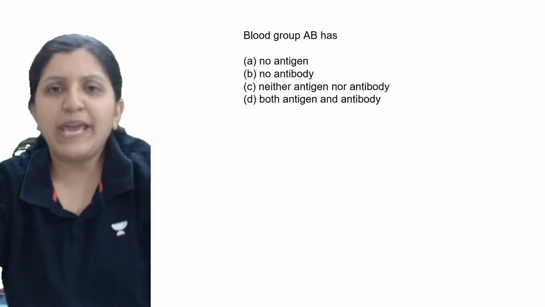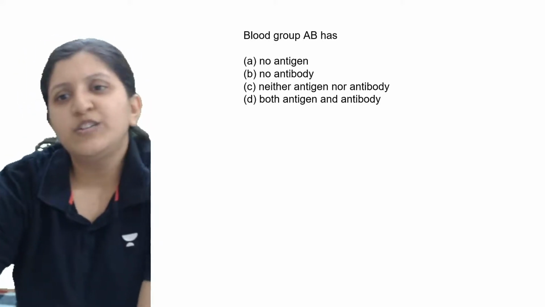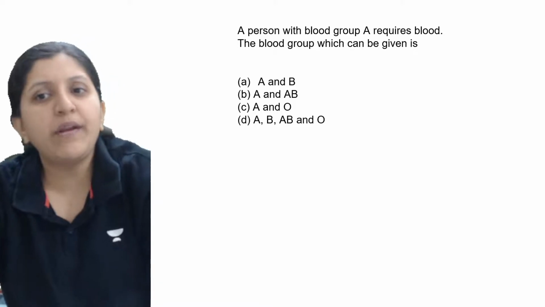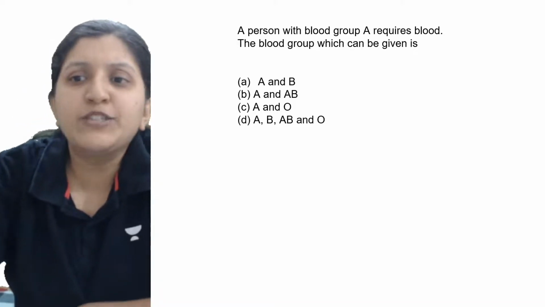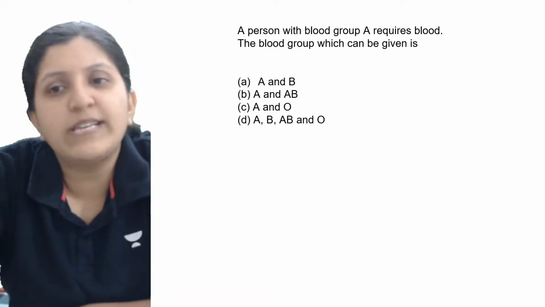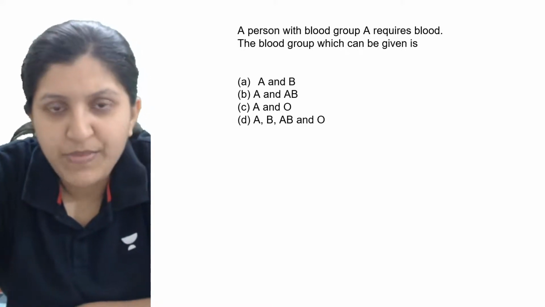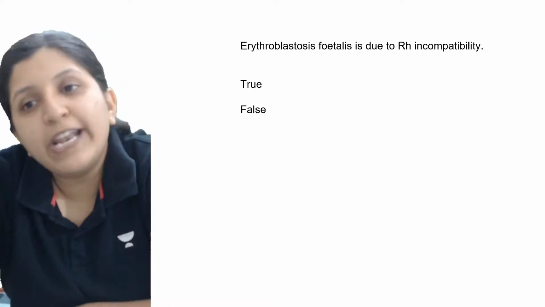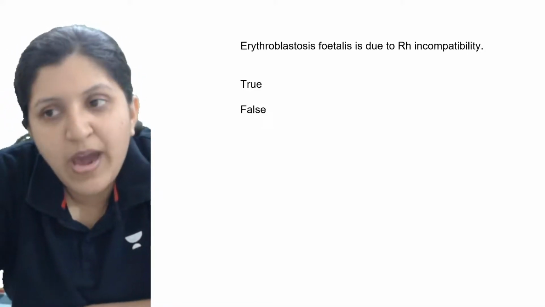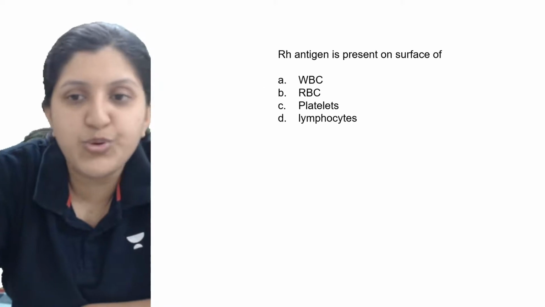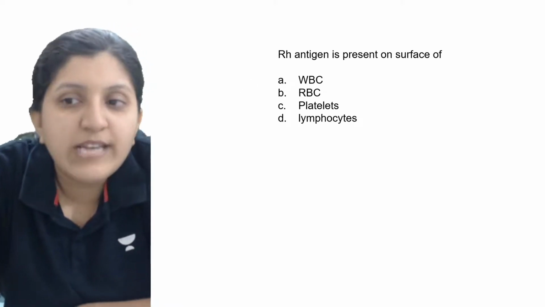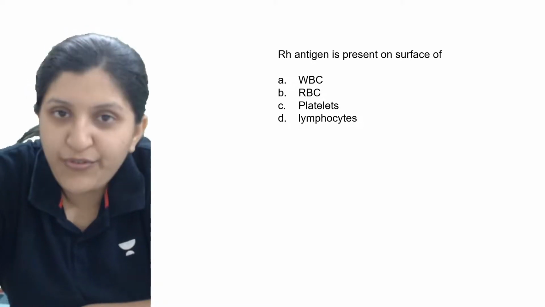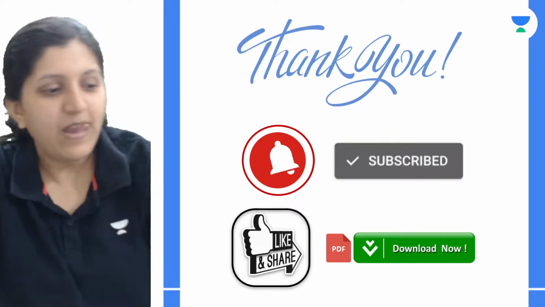Blood group AB has no antibody, right? A person with blood group A requires blood. The blood group which can be given is A blood group or the O blood group. Erythroblastosis fetalis is due to Rh incompatibility. Yes, that's true. Rh antigen is present on the surface of what? It is present on the surface of RBCs, right?